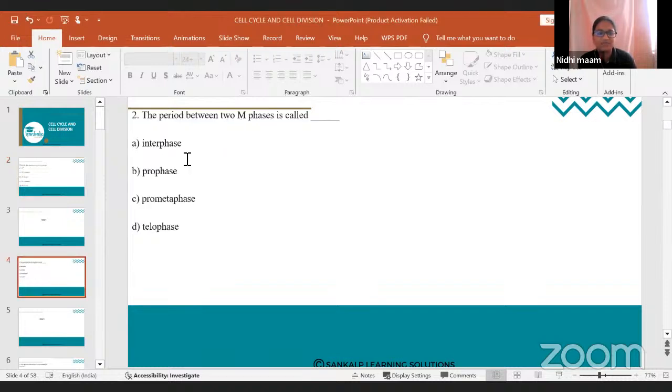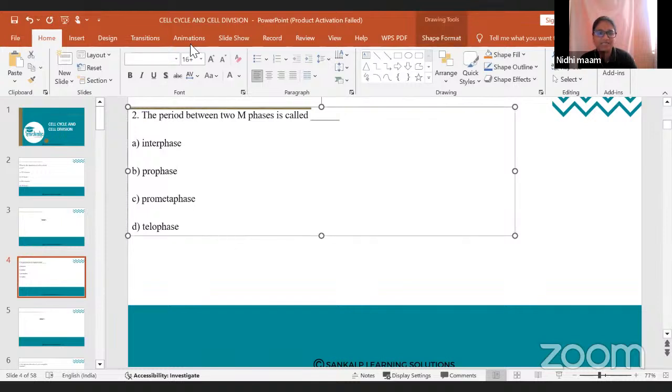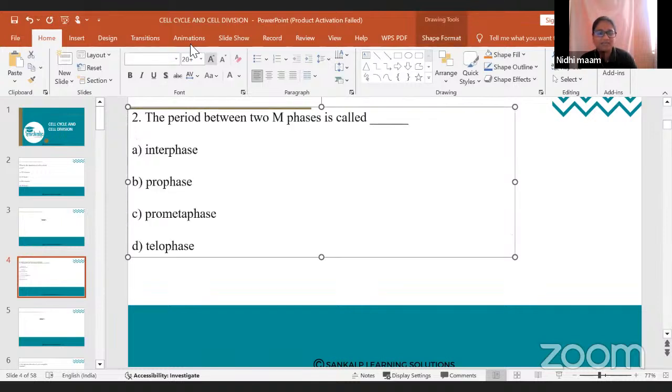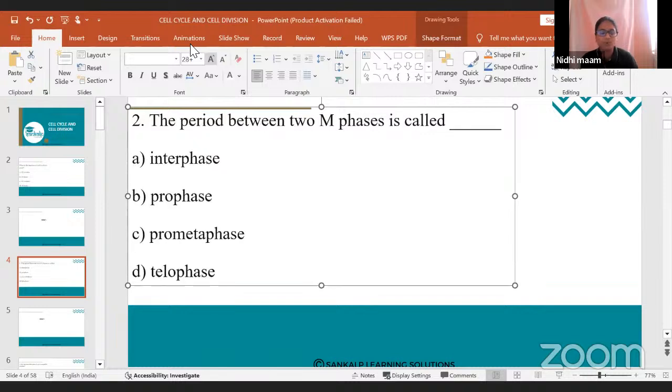Let us proceed further. The period between two M phases is called A, interphase, B, prophase, C, prometaphase, D, telophase. The period between two M phases is called what? YouTube students, be fast. The quick response is given by Shashank, Syed. Any other answers? Ammu answered it. Madan Nayak.